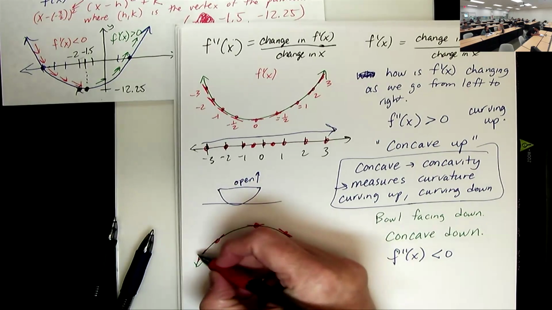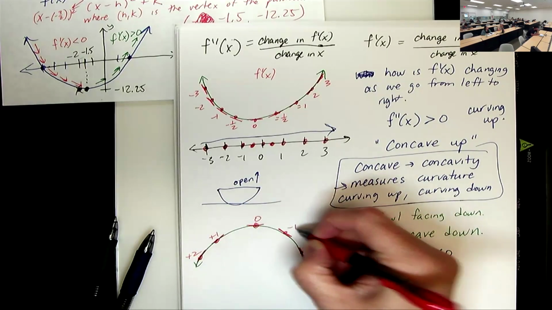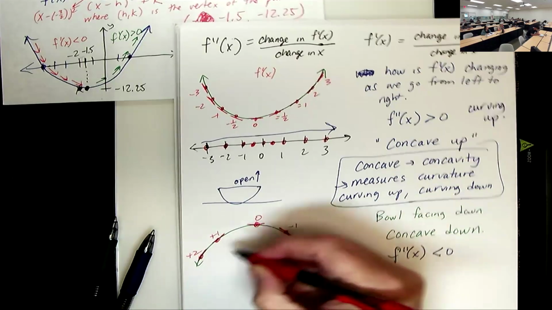This would be like having a positive slope here, but there's a 0 and now it's going downward. It's decreasing from left to right.